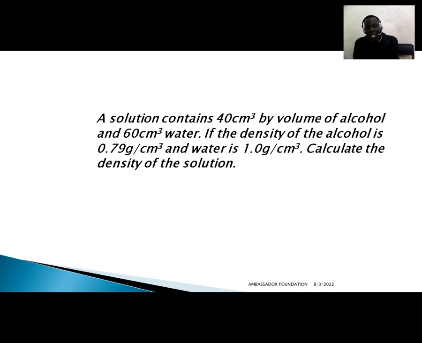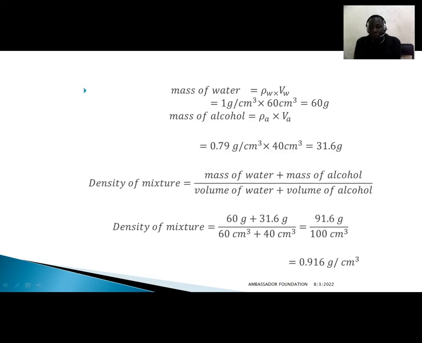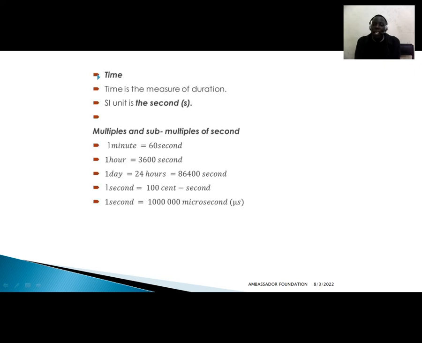There's another one here. A solution contains 40 centimeters cubed by volume of alcohol and 60 centimeters cubed by volume of water. If the density of the alcohol is 0.79 and that of water is 1, it is the same equation. Follow the same procedure. The workings are here. I did it for you, so please follow them. Get your answer here.